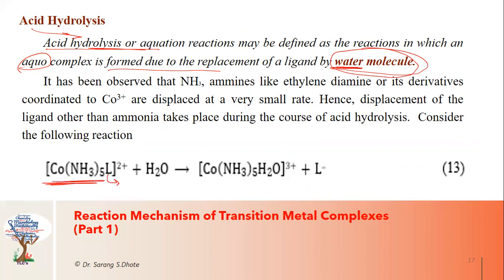Now, for example, X is NH3 and suppose the Y is water. Here, instead of L, there is a water. So this is the hydrolysis reaction. It has been observed that NH3, amine like ethylene diamine or its derivative coordinated to the cobalt 3 plus are displaced very slowly. Hence, displacement of the ligand other than the ammonia takes place during the course of hydrolysis.